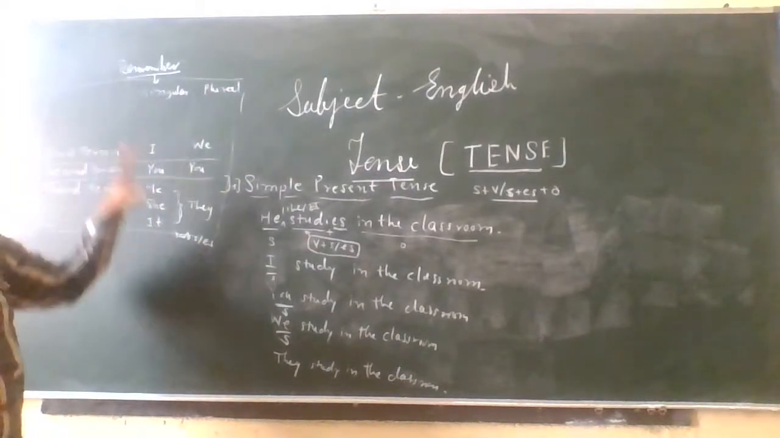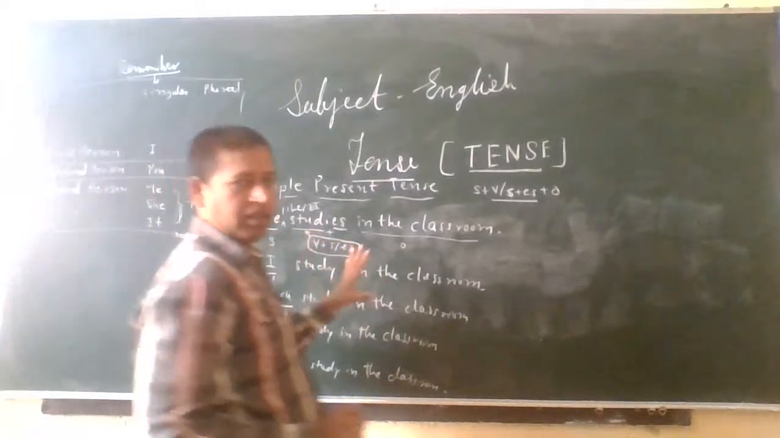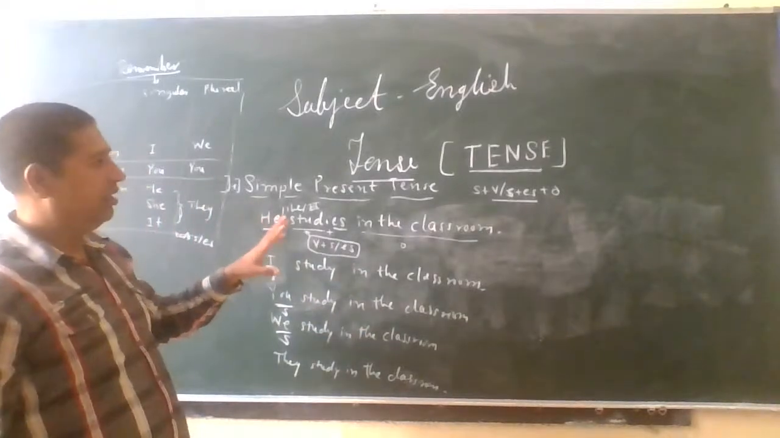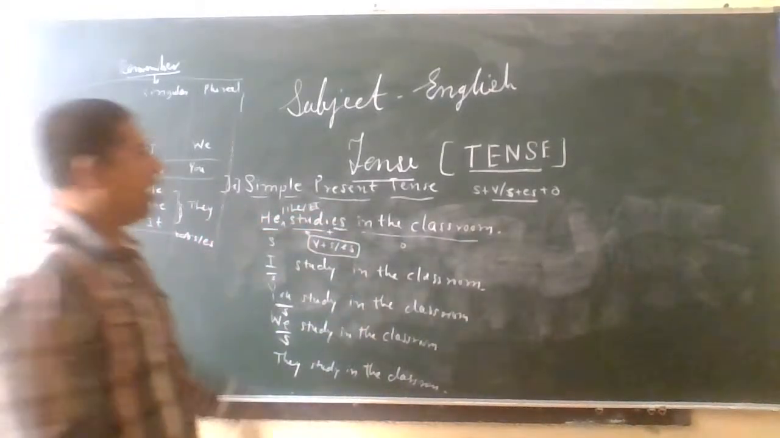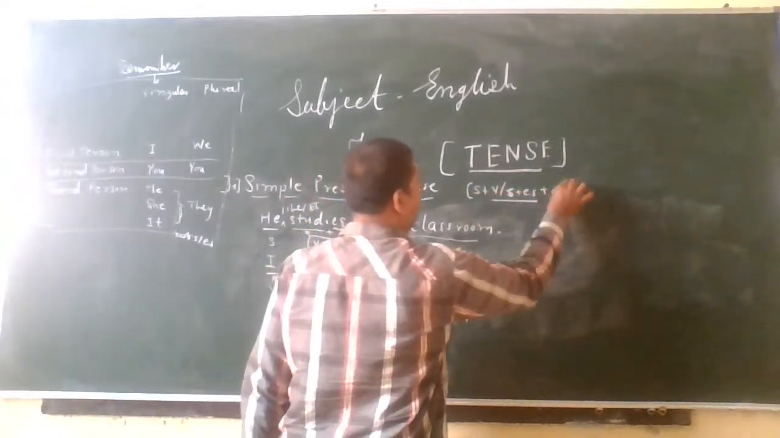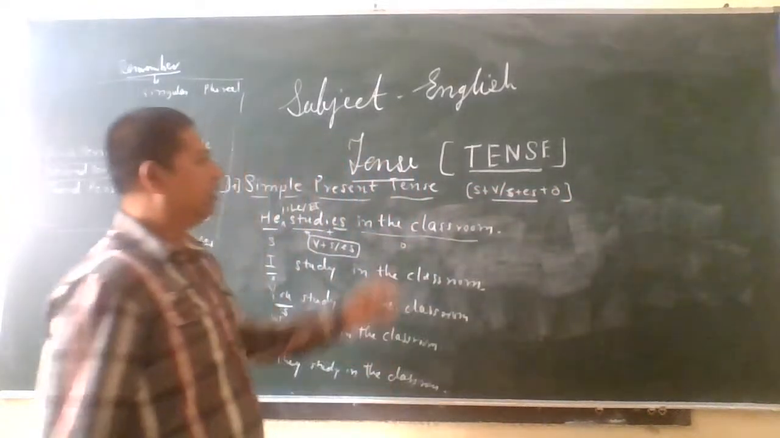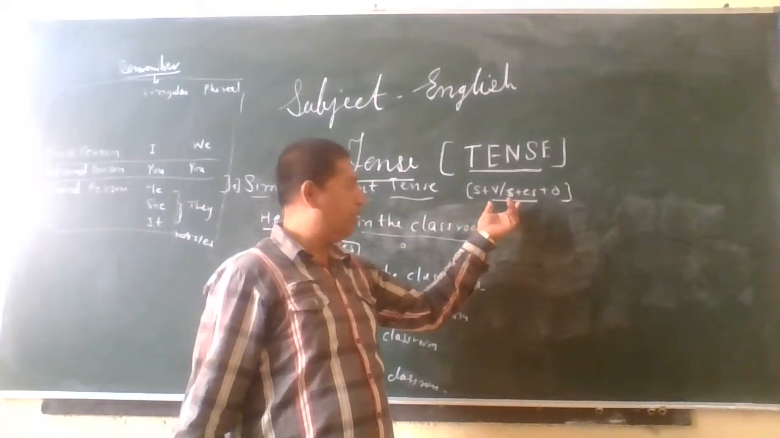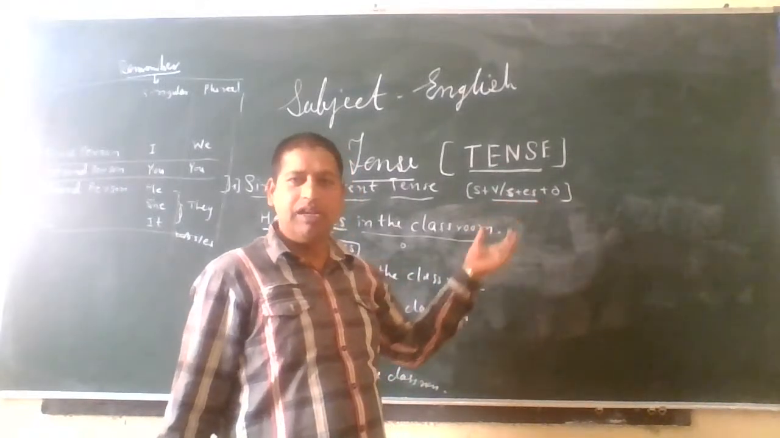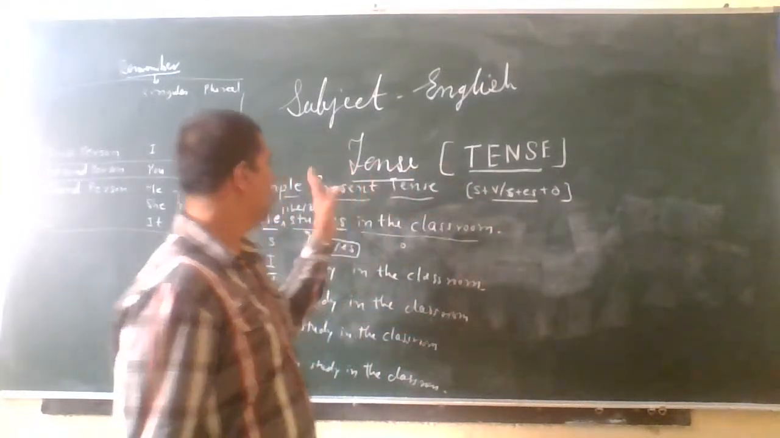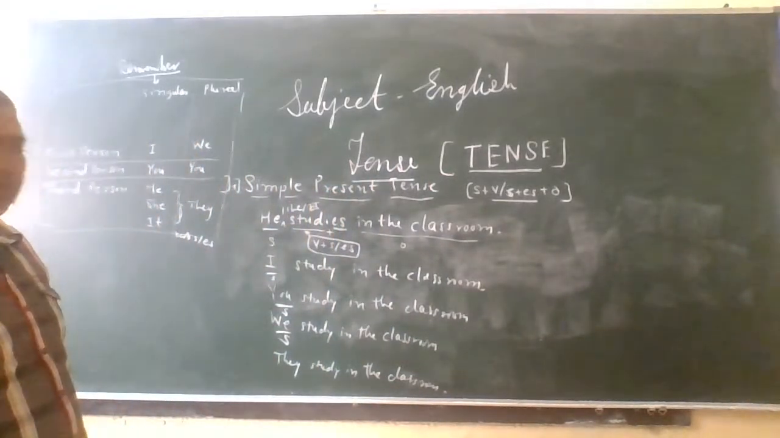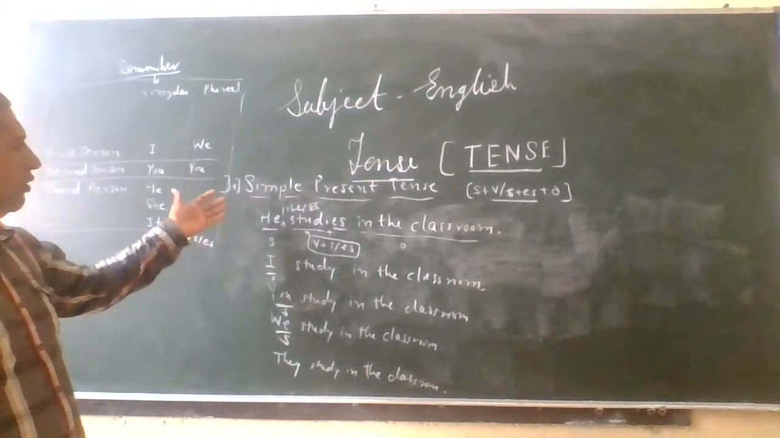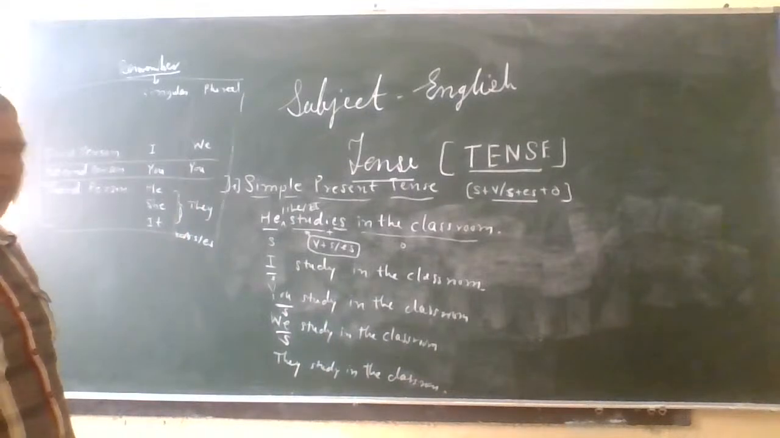If you have remembered properly, the only change in the simple present tense is the addition of s or es to the third person verb. So I have written here: subject plus verb plus s or es plus object. If you follow this grammatical rule, you can easily identify a sentence coming in the simple present. So you can use it. We have seen many sentences, and you can make examples of that.